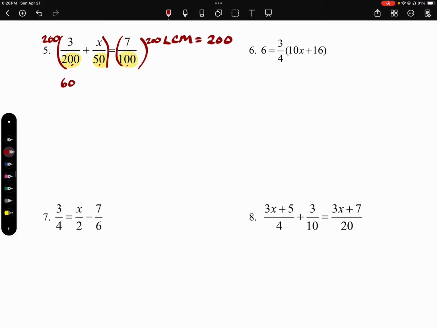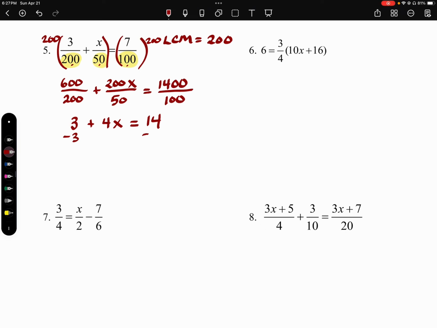So 200 times 3 is 600 over 200 plus 200x over 50 is equal to 200 times 7, which would be 1,400 over 100. Now we can simplify these expressions, right? 600 divided by 200 is going to be 3, plus 200 divided by 50 would be 4. So we have 3 plus 4x is equal to 14.